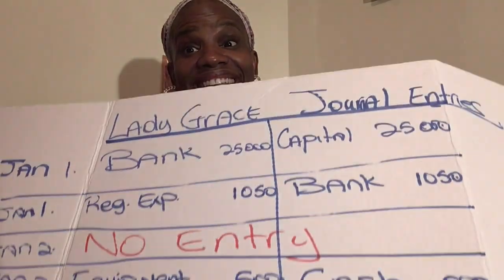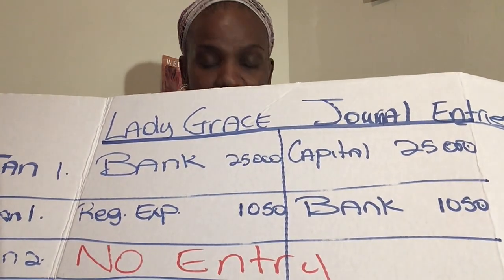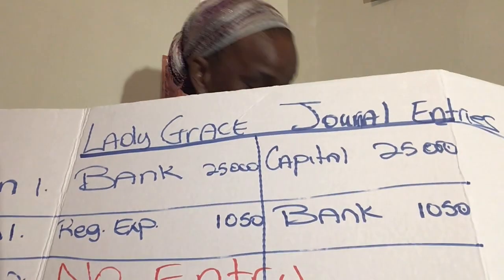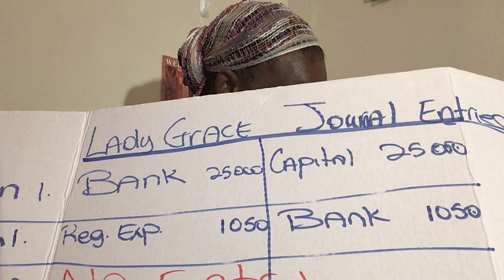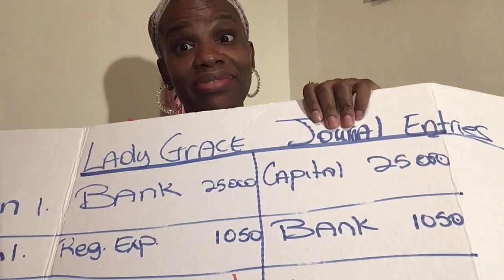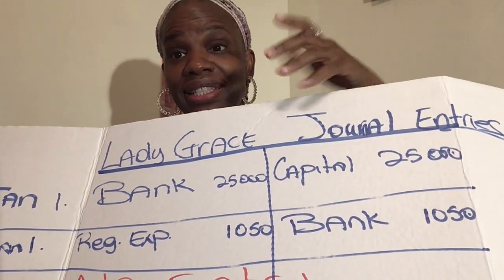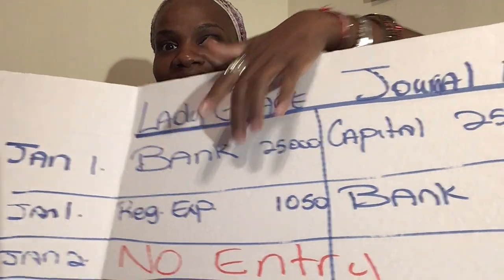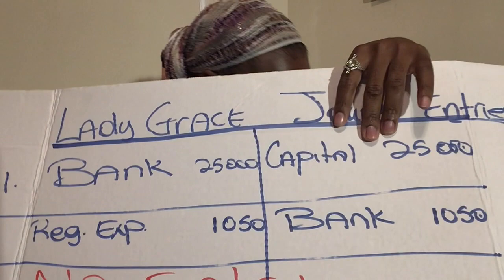I need you guys to get it because it will be on the finals. So let's go through this quickly. It says on January 1, Grace deposited $25,000 from her personal savings into the business. So we debit the receiver and we credit the giver. So from Grace's business's point of view, what came in on January 1? Bank and capital. We credit capital for $25,000.